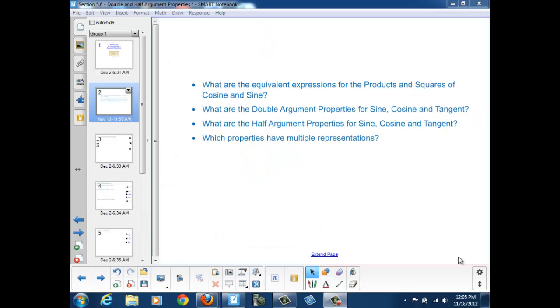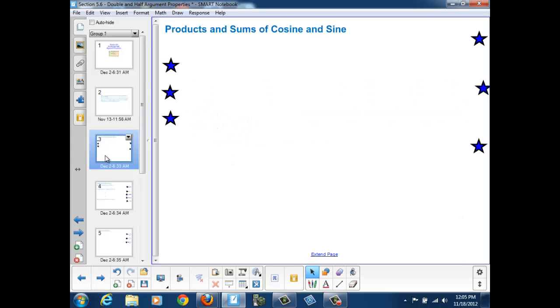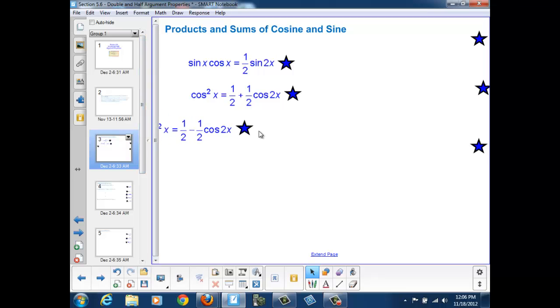So let's do a quick recap. What are the equivalent expressions for the products and squares of cosine and sine? Well, the product of a sine and a cosine can be rewritten as 1/2 the sine of 2x. Cosine squared can be rewritten as 1/2 plus 1/2 cosine 2x. And sine squared x can be rewritten as 1/2 minus 1/2 cosine 2x.